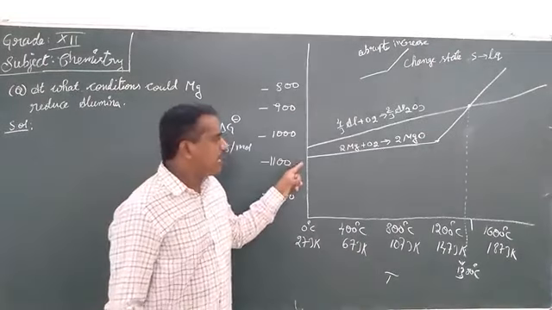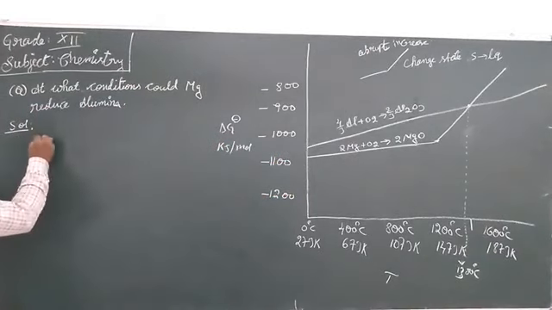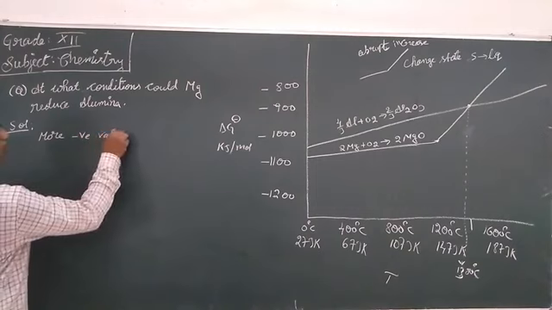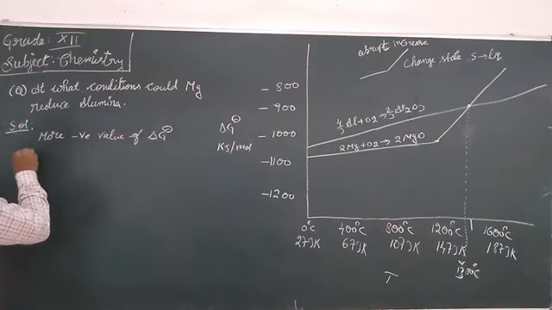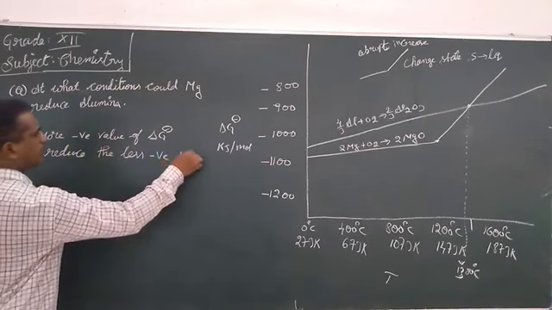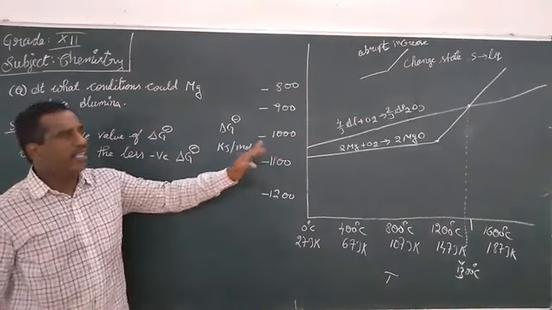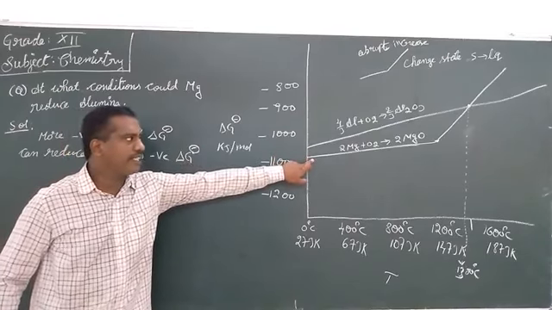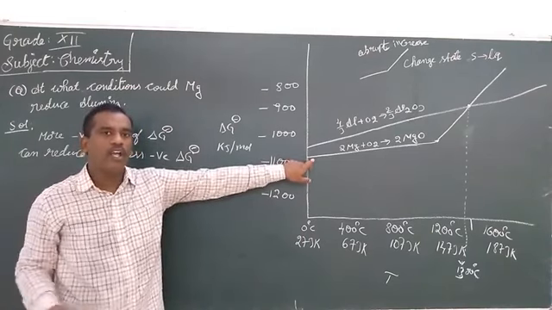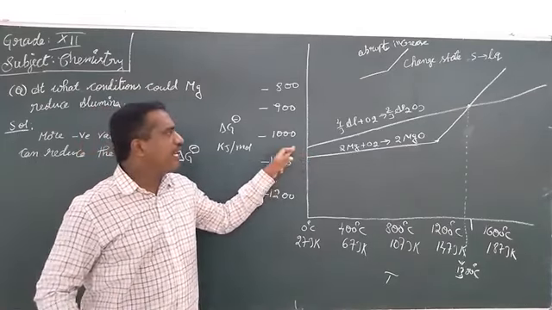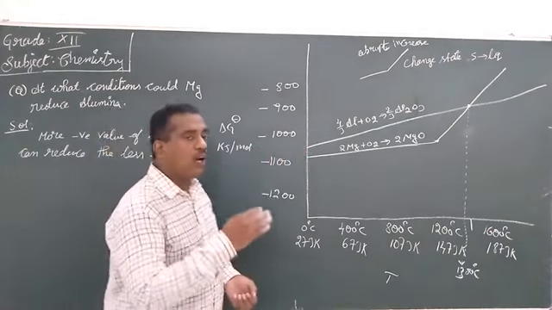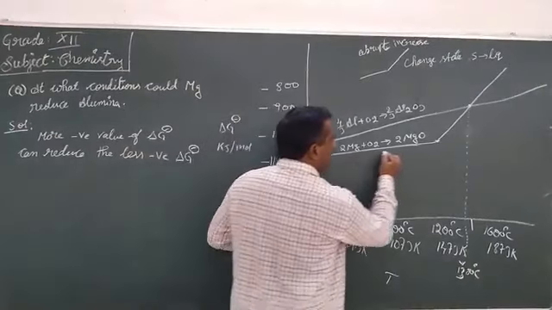What is our condition? The line with the more negative value of delta G can reduce the one with the less negative delta G. Here it is the above line, here it is the below line. This one has more negative delta G. When it is in a more negative form, it can reduce the less negative Gibbs free energy line. Up to when this can reduce, what we are going to conclude is, please observe, here it comes up to an abrupt change.